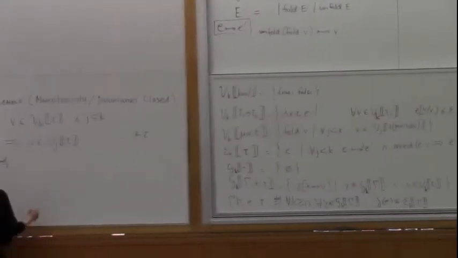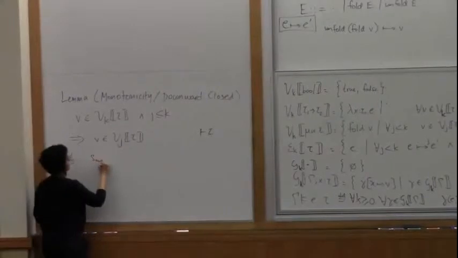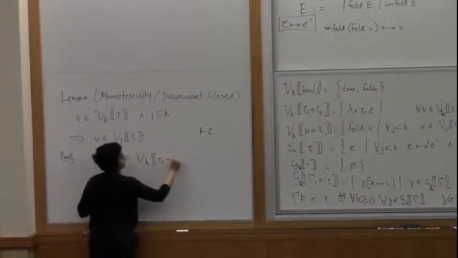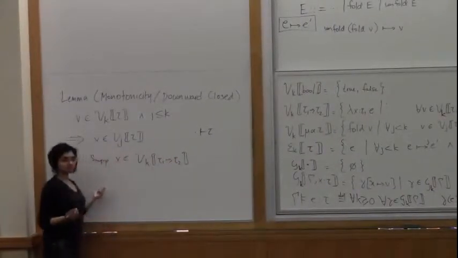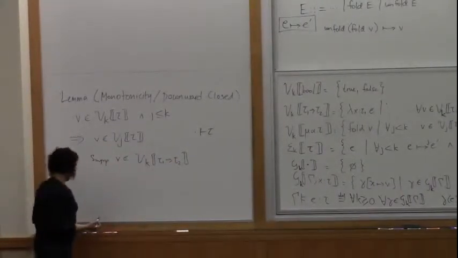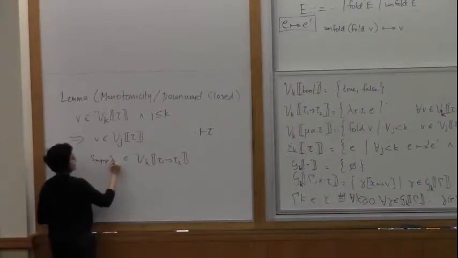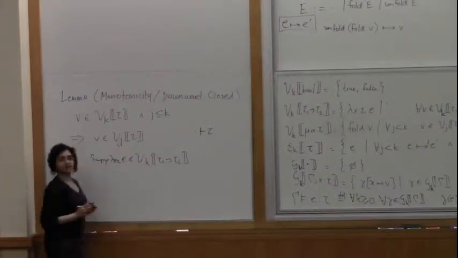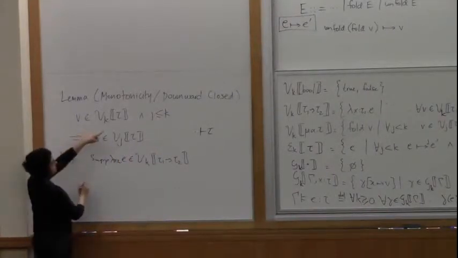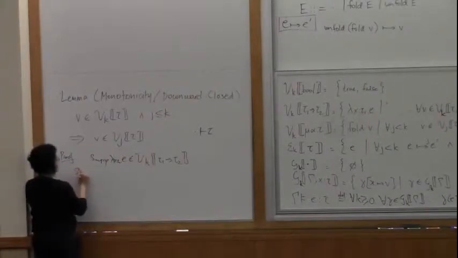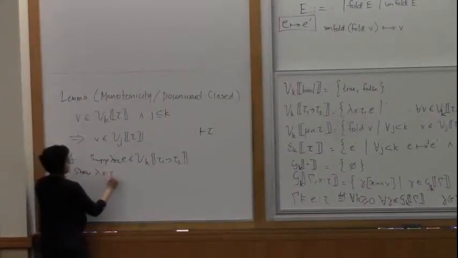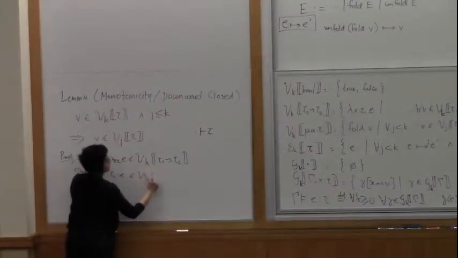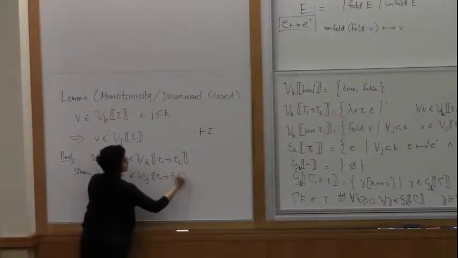So let's try to prove. Suppose that v belongs to the interpretation of tau 1 arrow tau 2. That means that v must be a lambda, so let me change it to a lambda right now: lambda x colon tau 1 dot e. What we have to do is take a j that is less than or equal to k, and show that our lambda term belongs to vj of tau 1 arrow tau 2.